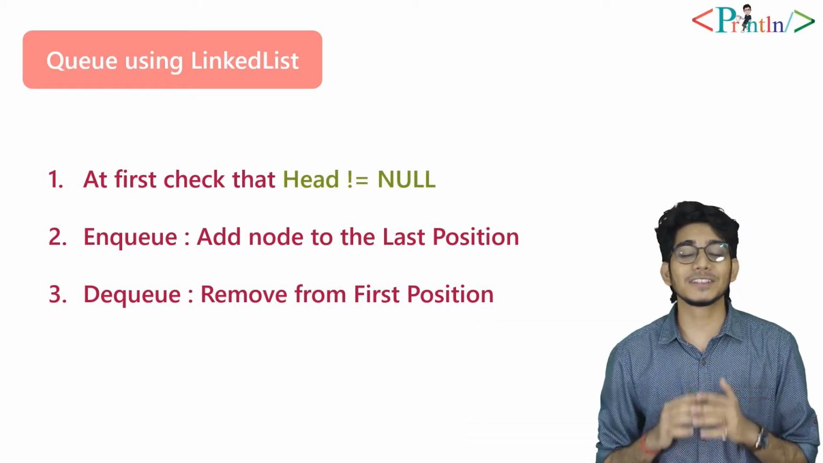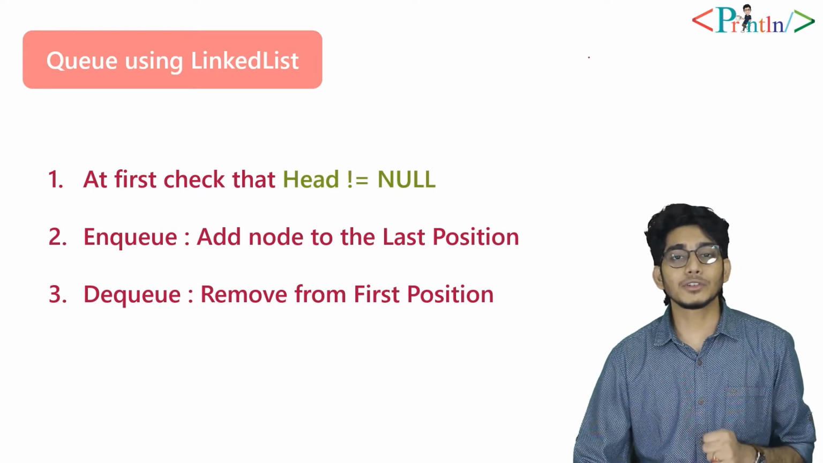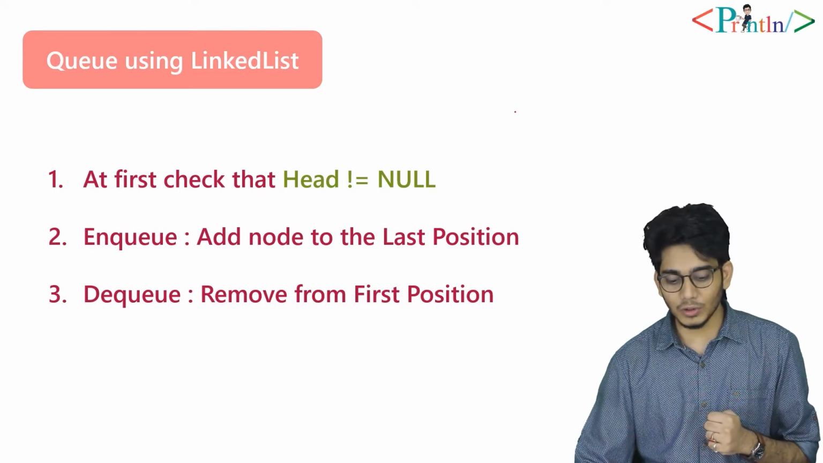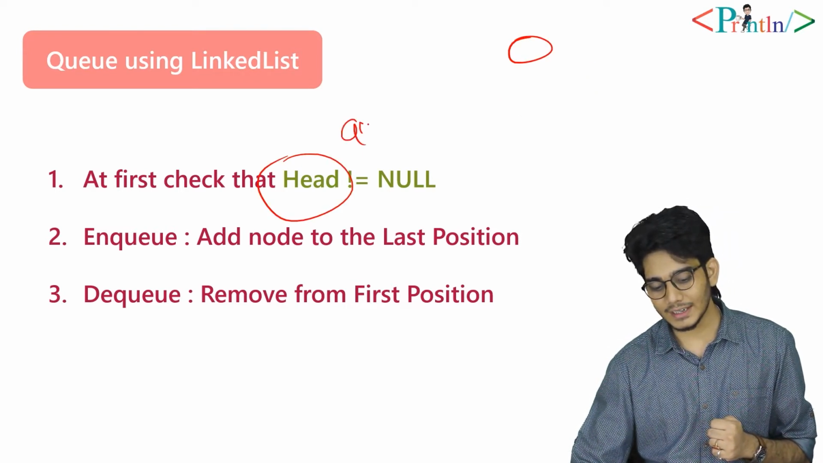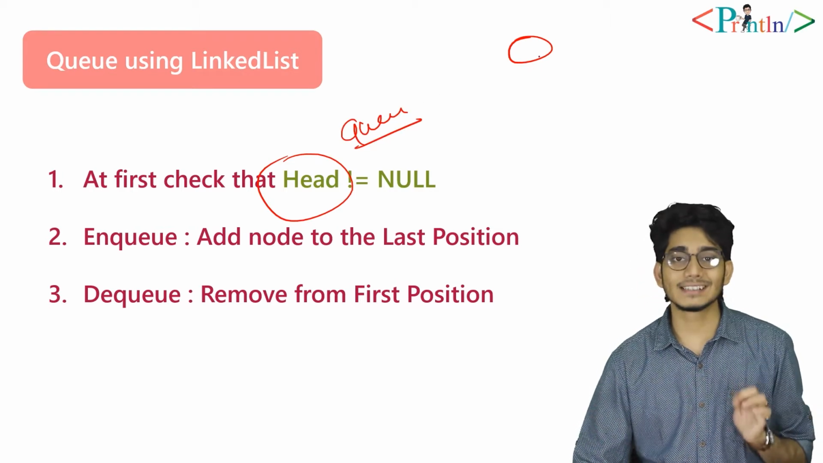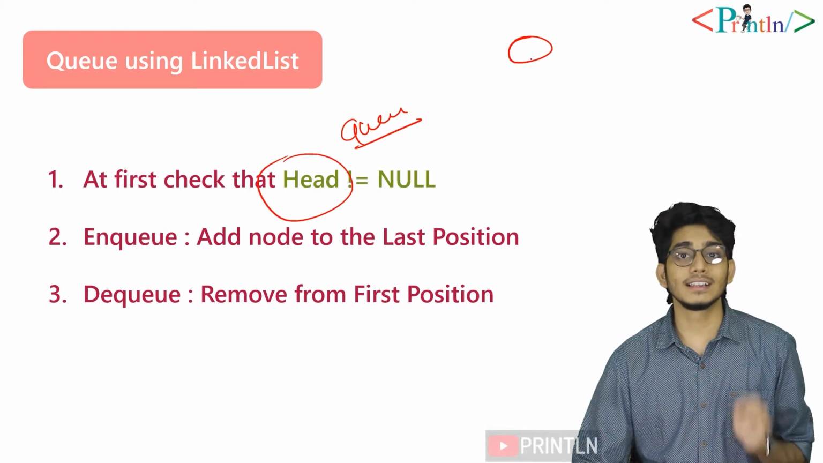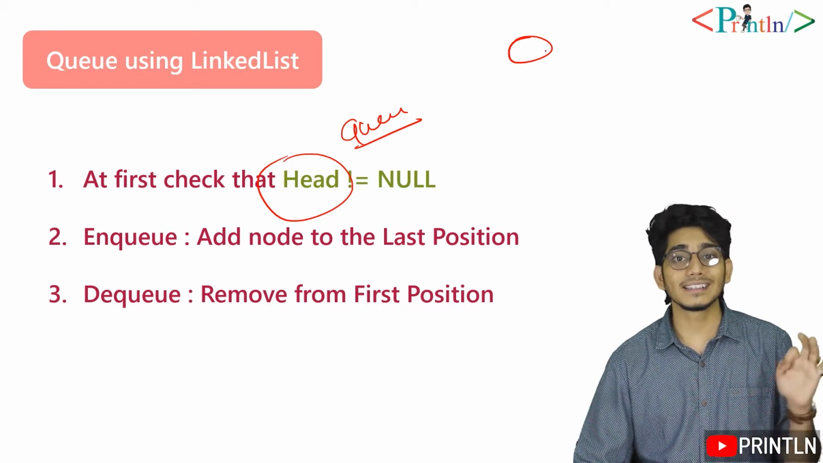Implementation of a queue using a linked list is very easy. We just have to take care of a few parameters. Let's say we have a queue and a pointer like head, or you can say a pointer like queue. If our head or queue pointer is null, it means we don't have any value within our queue. It means our queue is underflow.